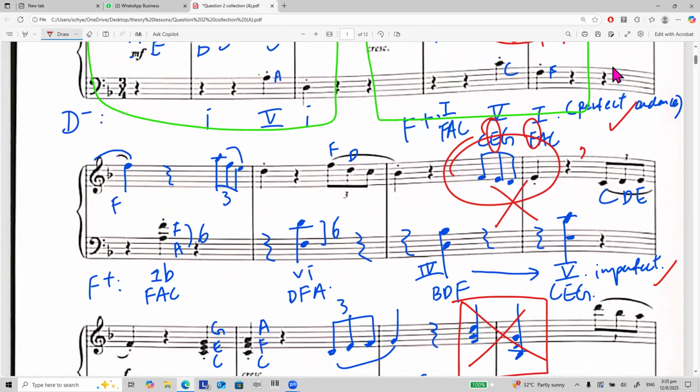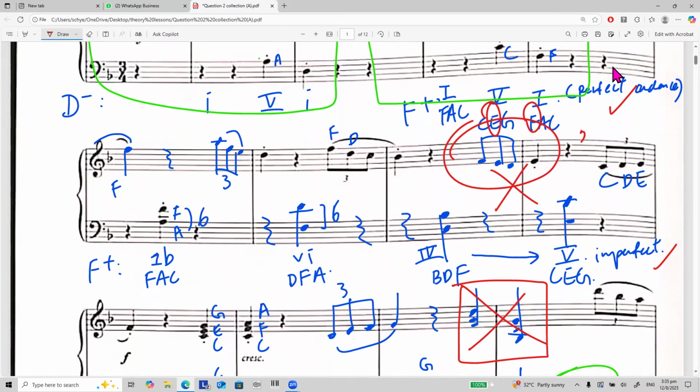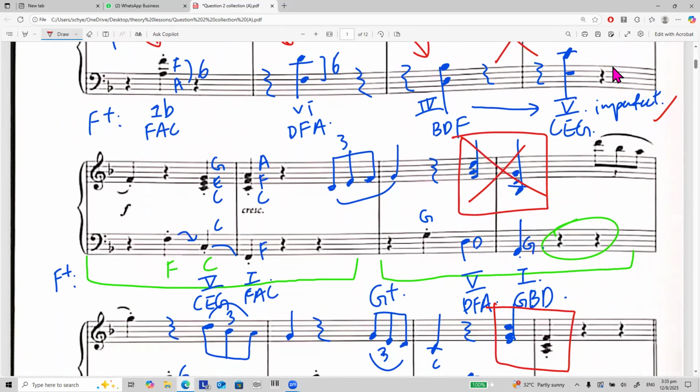And the second line in imperfect cadence, you can see this one is imitated. The imitation is done, but the ending didn't resolve properly. Meaning the F should go to E. The tonic is F, should go to E. You should have an F over here. So this is not resolved also.